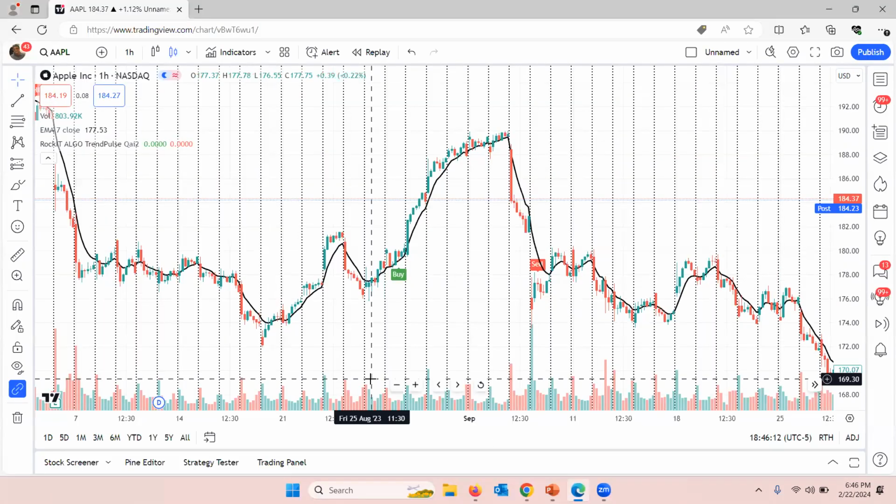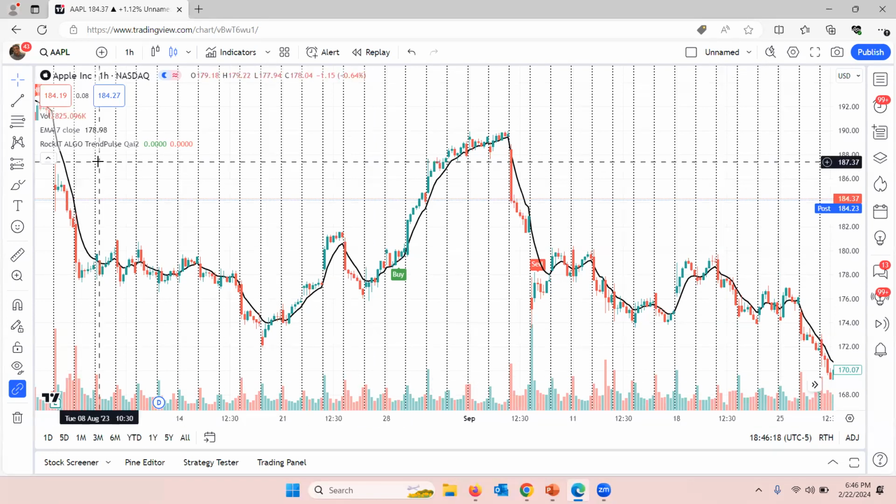So let's go. This is the Apple 1 hour chart. Of course, make sure you have RocketAlgo TrendPulse loaded on your TradingView chart. Plus, you need a 7 exponential moving average on the chart, because that is going to be a guardrail defining when there would be a change of trend within a trend after a signal is delivered by TrendPulse.